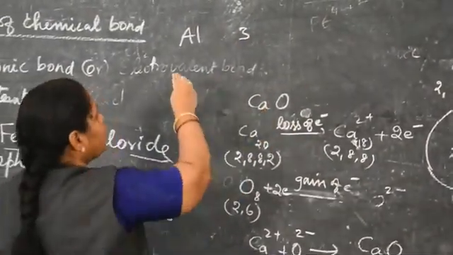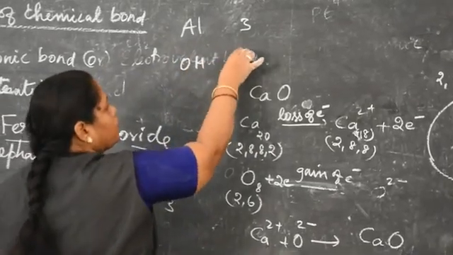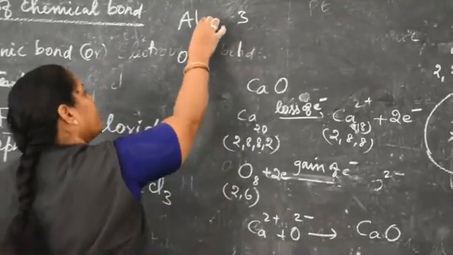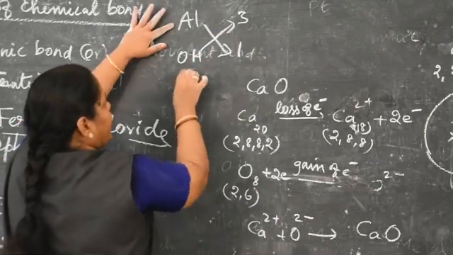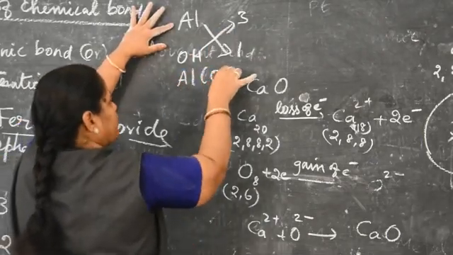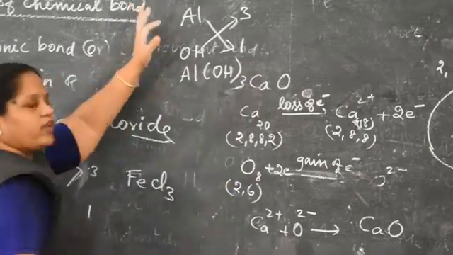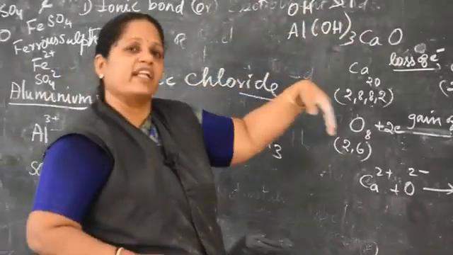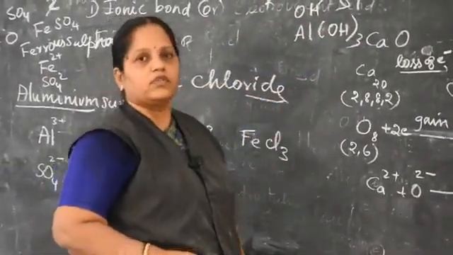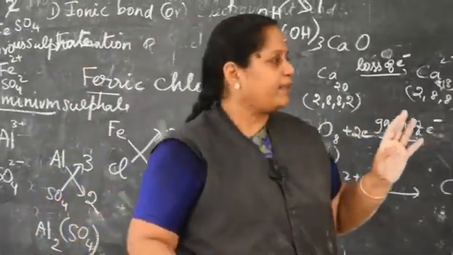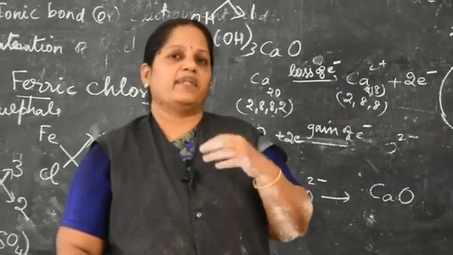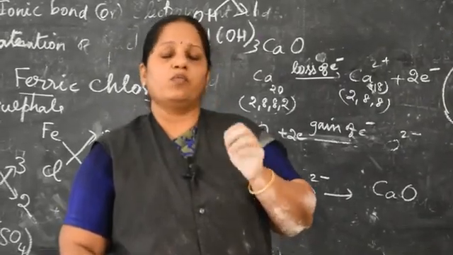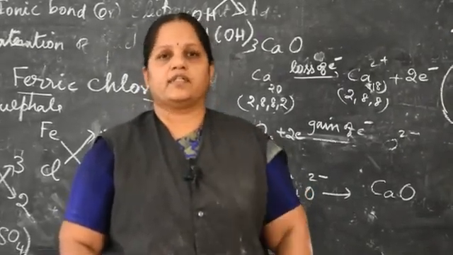Aluminium hydroxide. Aluminium charge is 3. Hydroxide, already I wrote OH-, so 1. So what is aluminium hydroxide? Al, OH, cross it, you get Al(OH)3. So in this way you write the chemical formula for given compounds. So today I completed almost the basic concepts in chemistry. From next class I will move on to your syllabus. Thank you boys.